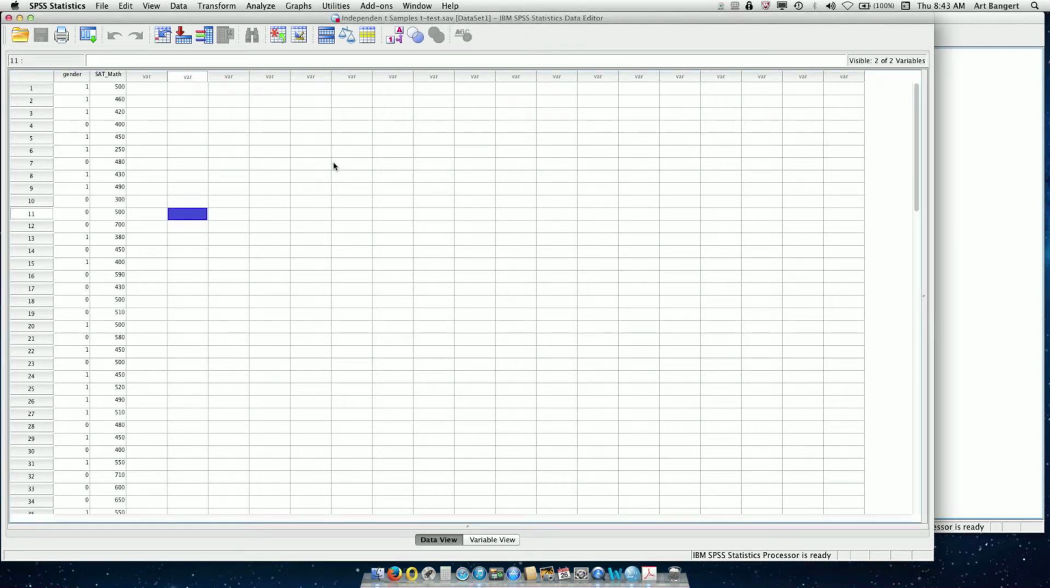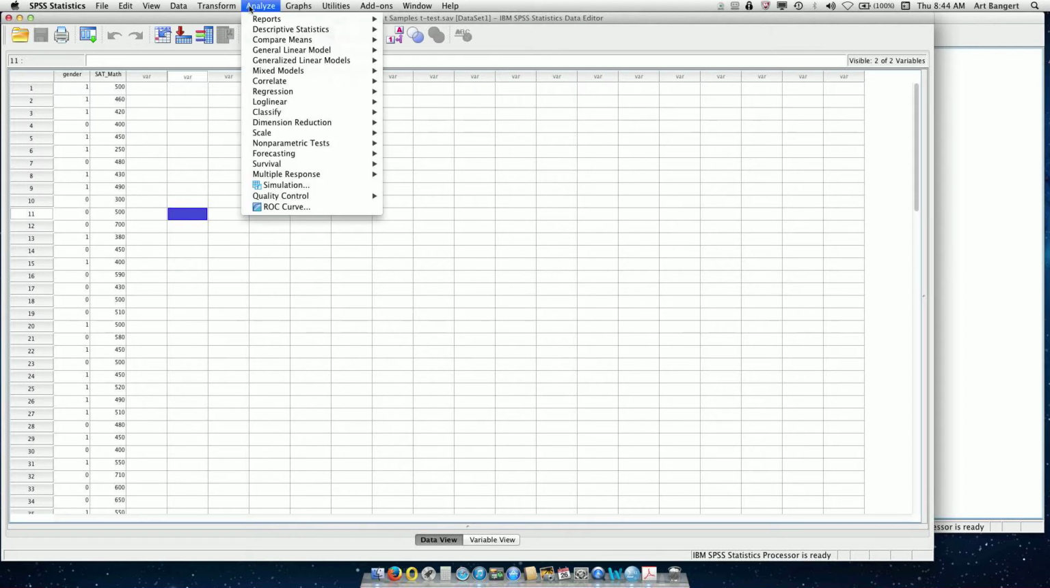In this next demonstration, what I want to show you is how to use SPSS to obtain an independent samples t-test. For this example, we have gender as our categorical or grouping variable, and we have SAT mathematics scores. So what this analysis will allow us to do is compare males and females on average math achievement scores.